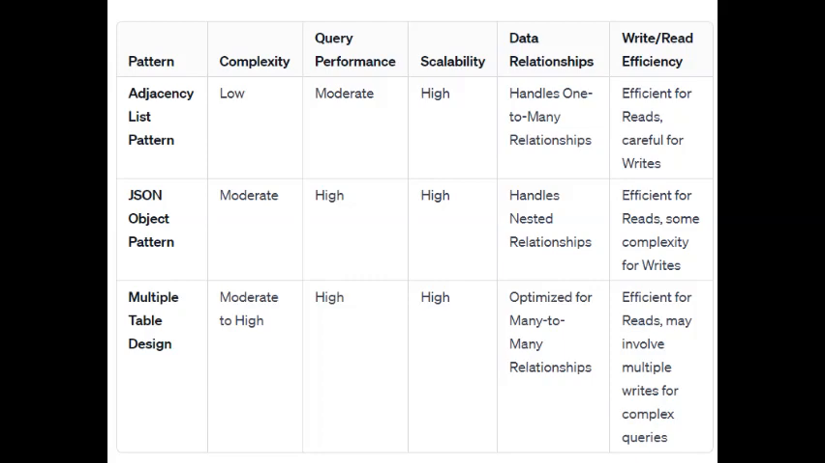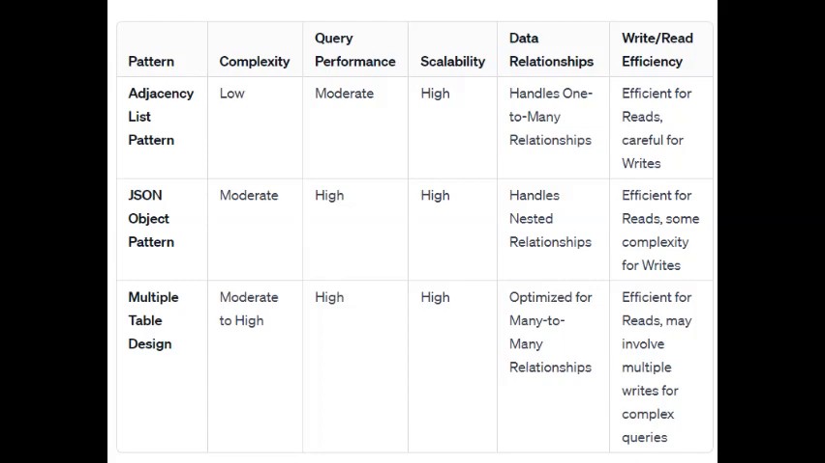Query performance. Moderate query performance. Fetching all related data for a specific item is efficient. However, querying for specific relationships might require additional processing. Scalability. High scalability. This pattern scales well horizontally, especially for read-heavy workloads. DynamoDB's partitioning helps distribute data efficiently.